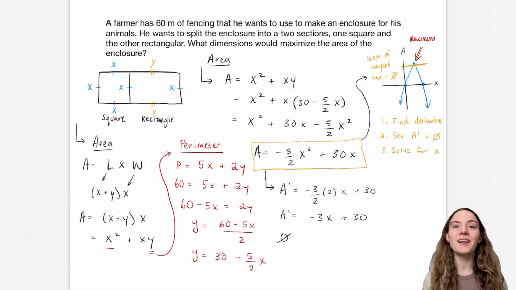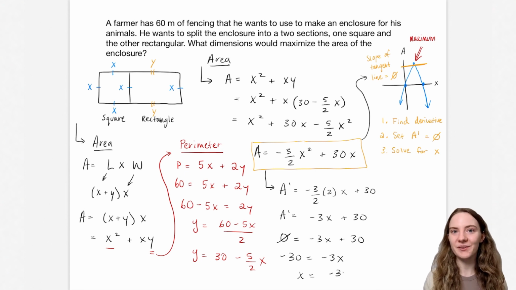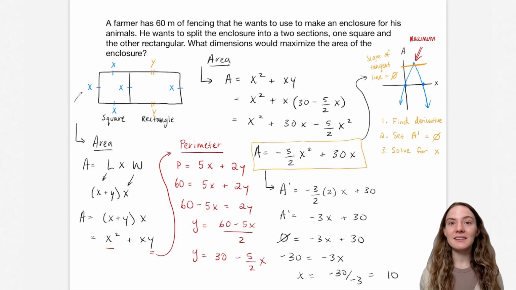And we know that the slope of the tangent line is equal to 0 when it's at the maximum. So let's replace A prime with 0. And now all you need to do is solve for x. And when you do the math, you should see that x is equal to 10 meters. And what this means is that if the width of our enclosure and the length of that first square section is equal to 10 meters, it will maximize the area.